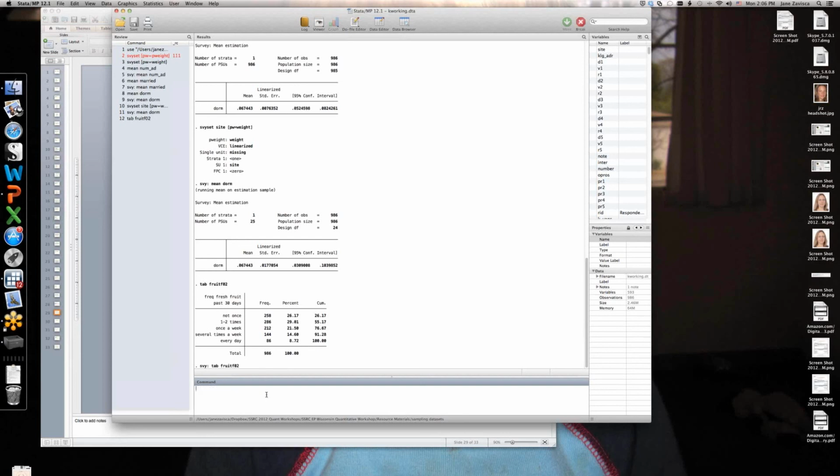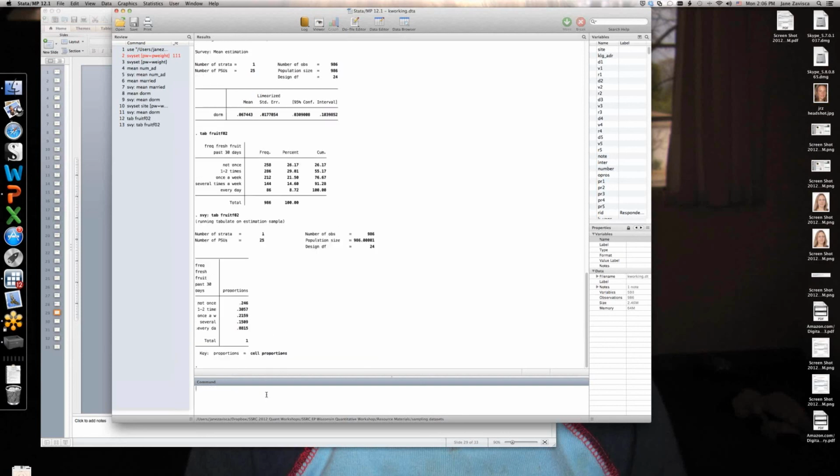I'm not sure that it makes that much difference, but when you do it this way, it gives you proportions, but it's the same idea. In the true population, there's a little bit of difference in the distribution, but not much. Okay, now let's try a regression.